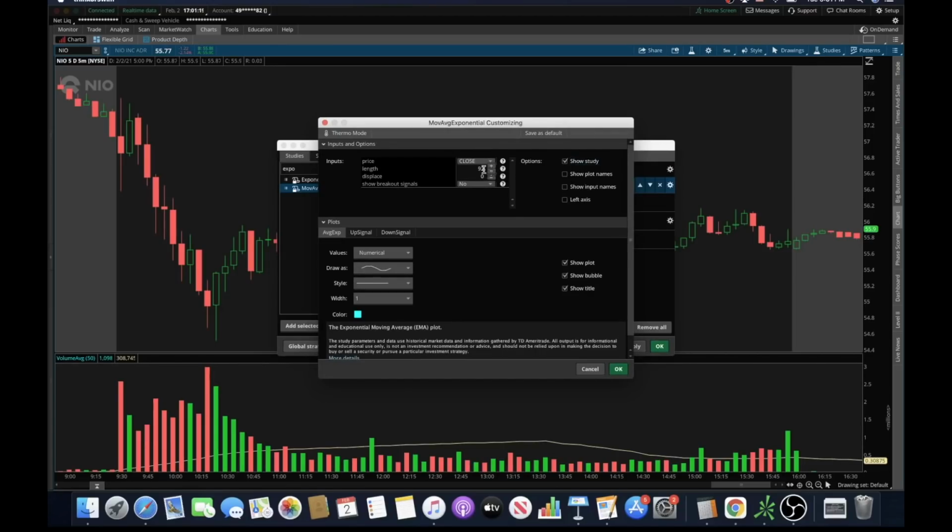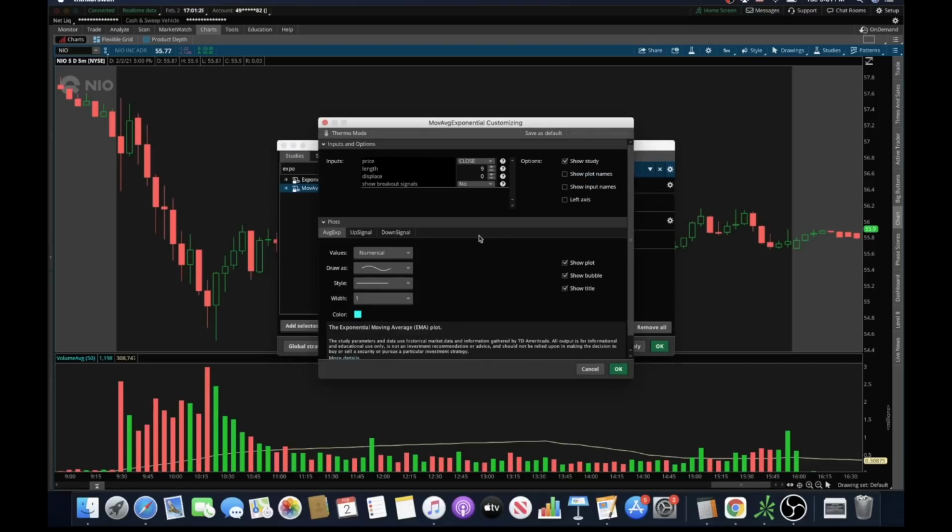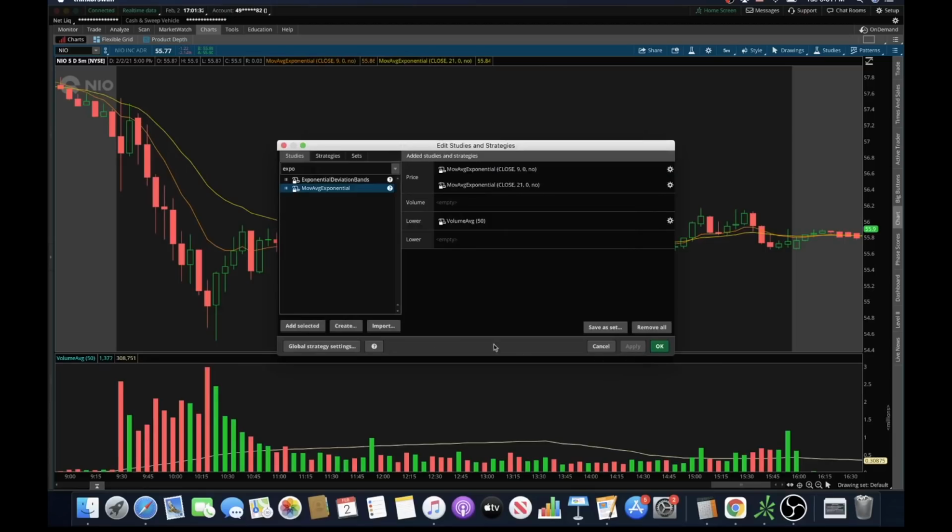And sometimes it acts a little weird as I'm trying to change it. 21-day, and I always make the 21-day yellow. That's just what I'm used to seeing, and I'm going to change that 9-day to orange. And I'm going to apply those, right? And then what we're going to add is the VWAP. So the VWAP here.